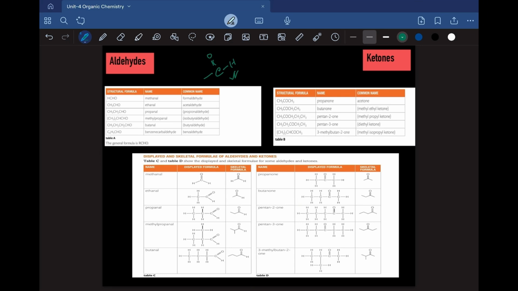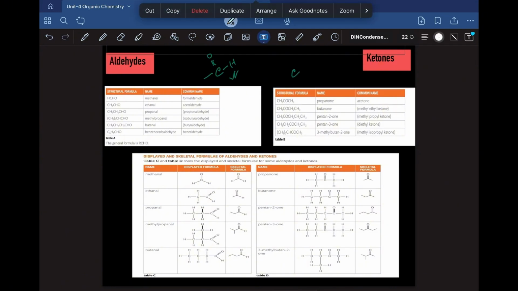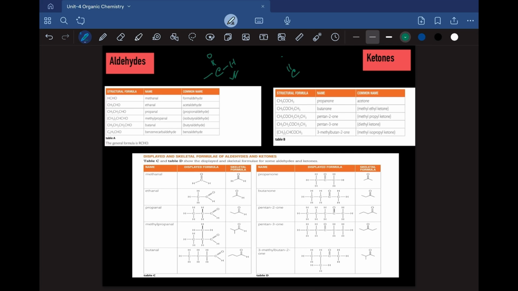And for ketone, it will be similar, but it will be like this. The ketone will be like this, and the other carbon will be attached with two R groups, or alkyl groups, or methyl groups. In the aldehyde, the carbon can be attached with one hydrogen, but here the carbon will not be attached with any hydrogens. It will be attached with either alkyl or aryl groups, but no hydrogen. This is the main difference between aldehydes and ketones.